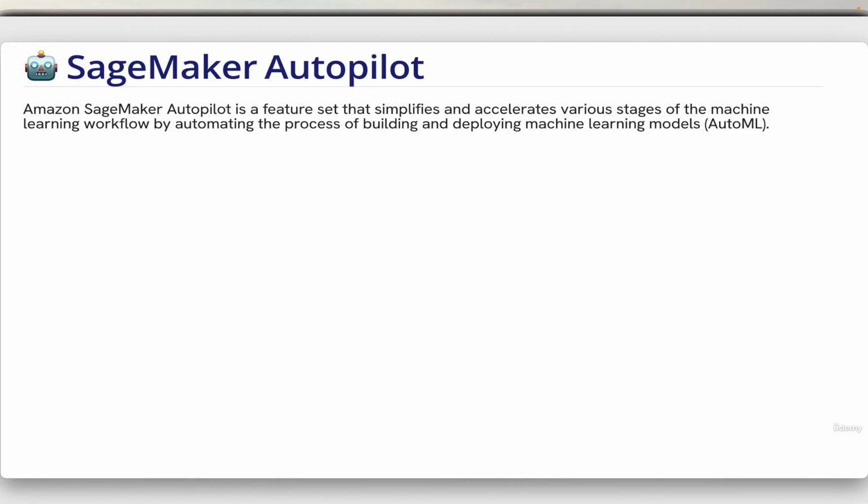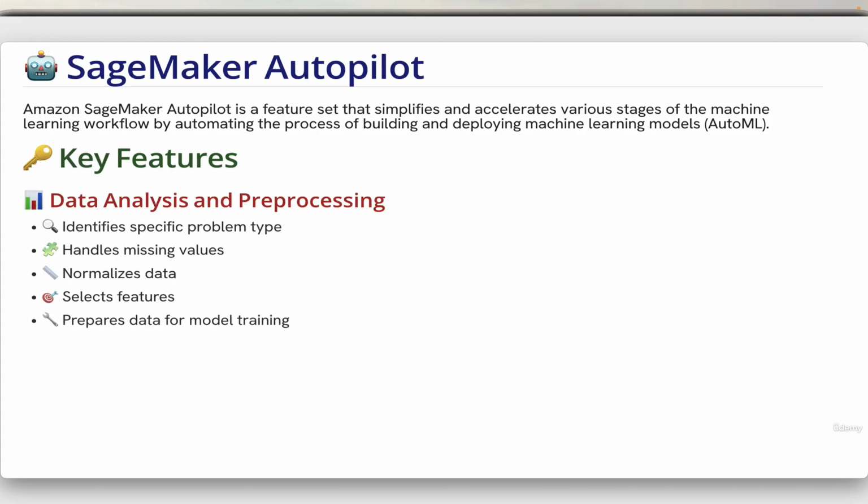Okay, SageMaker Autopilot. So I'll be covering both one by one. So first one is Autopilot. Autopilot is a feature that simplifies and accelerates various stages of the machine learning workflow by automating the process of building and deploying machine learning models, AutoML. So some key features are, it will identify a specific problem type.